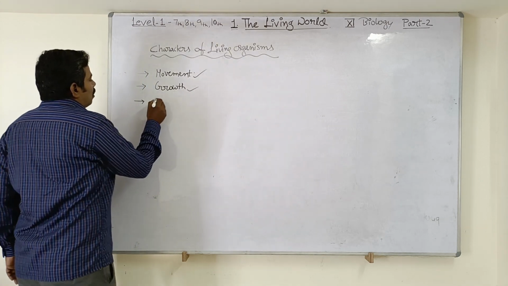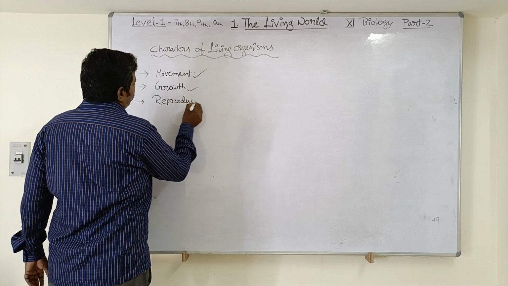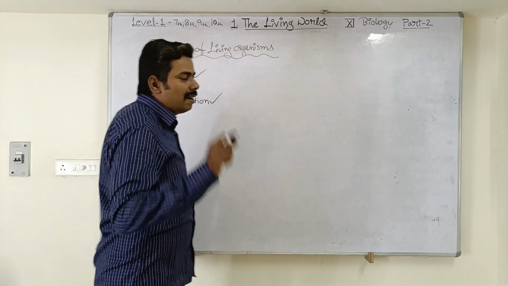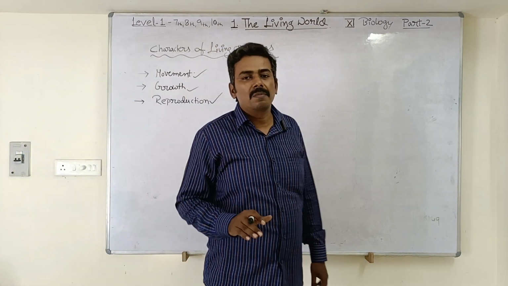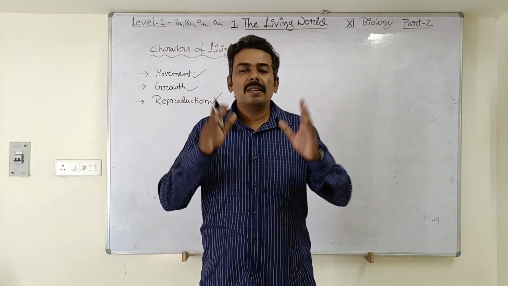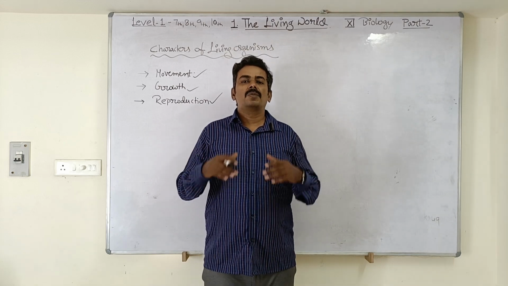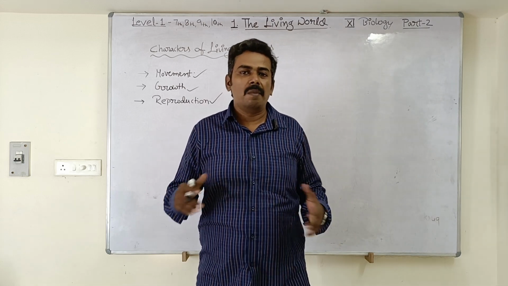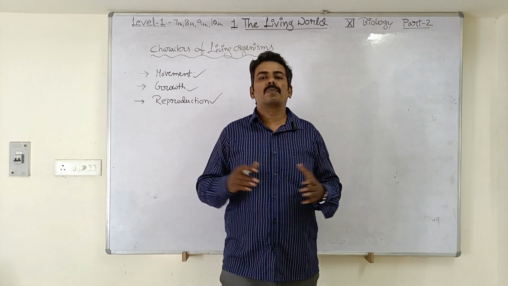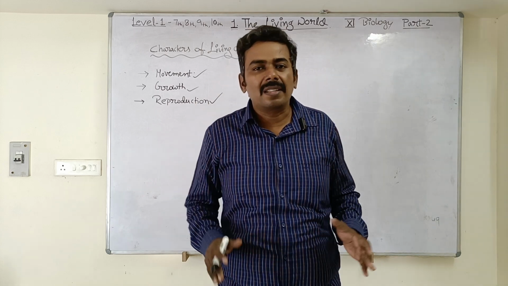Next, come on, reproduction is another important character of living organisms. Students, what is reproduction? Come on students, reproduction is a biological process by which living organisms produce their children, their progeny. Okay, it is a biological process by which living organisms produce their children. We call this process as reproduction, isn't it?